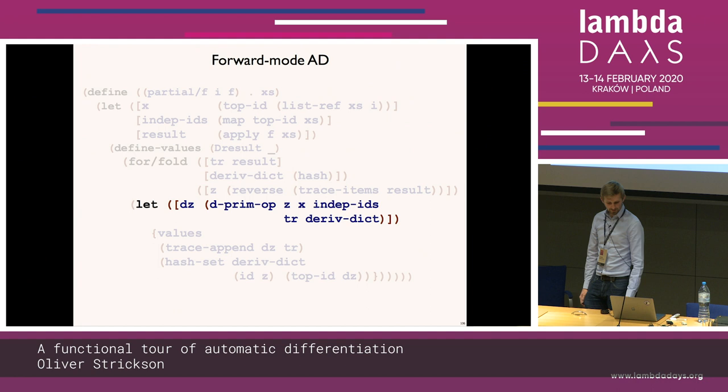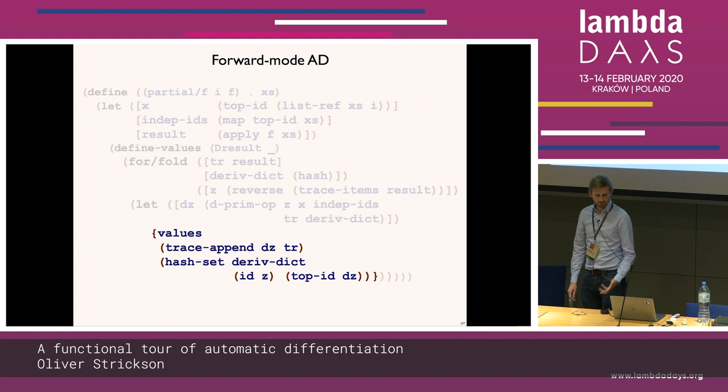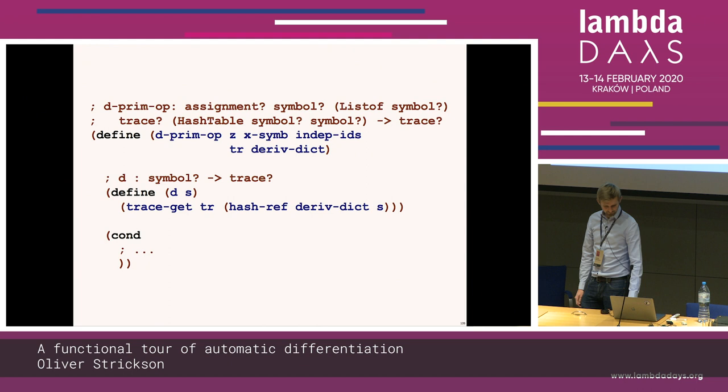And dprimop being the way of computing the perturbation variables from a primitive operation. So z is the expression corresponding to the, we just had z. And then finally, do what we said, update the trace and update the dictionary. And dprimop looking like this.